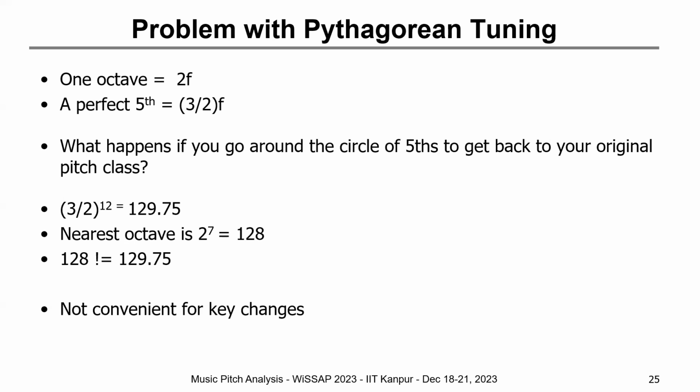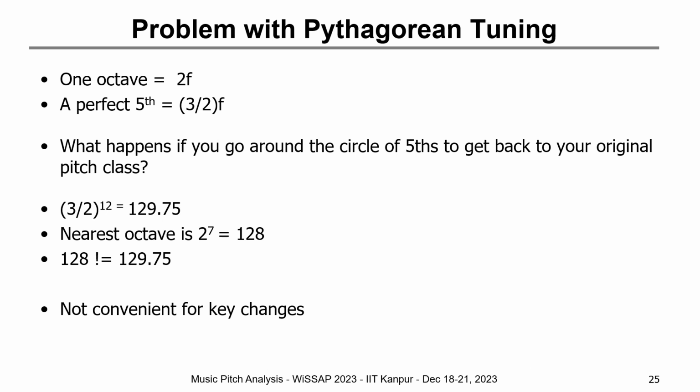This is not small. This is more than 1%, right? So the difference is 1.75. 1.75 over 128 is more than 1%, which is noticeable, very noticeable. We remember the frequency difference limit is 0.2%. Now this 1% is very noticeable.